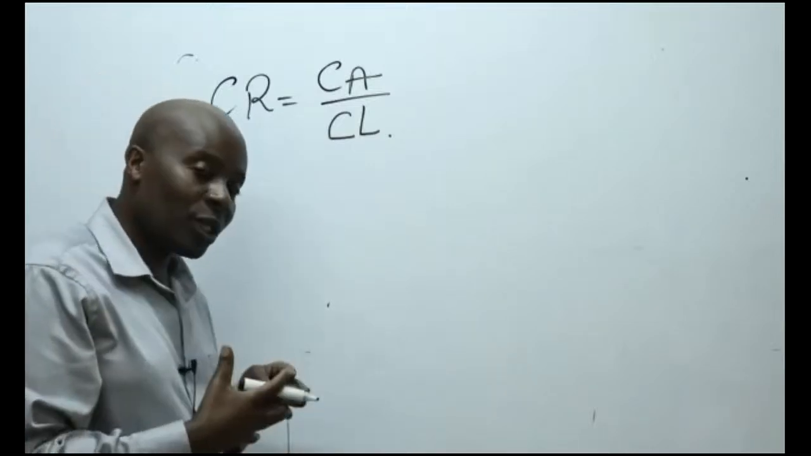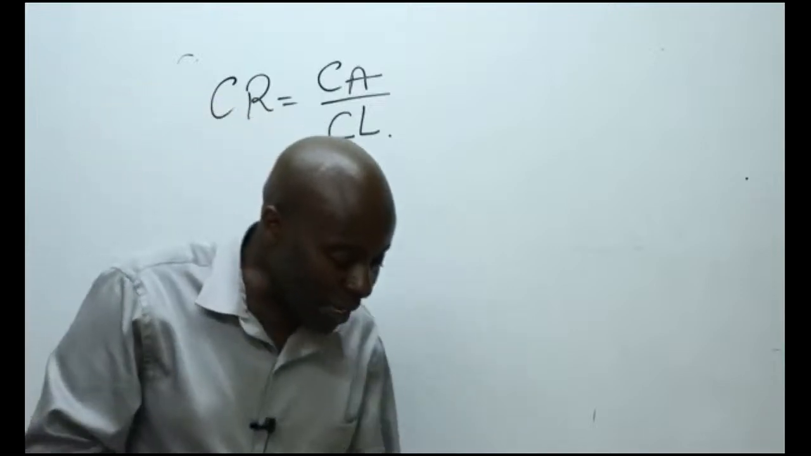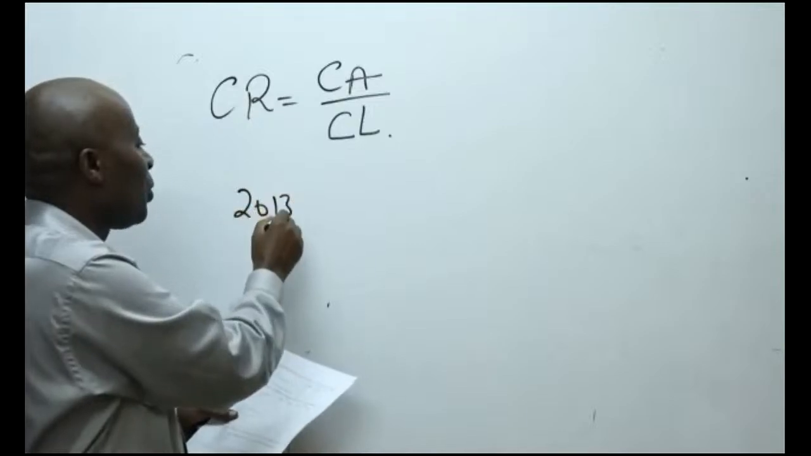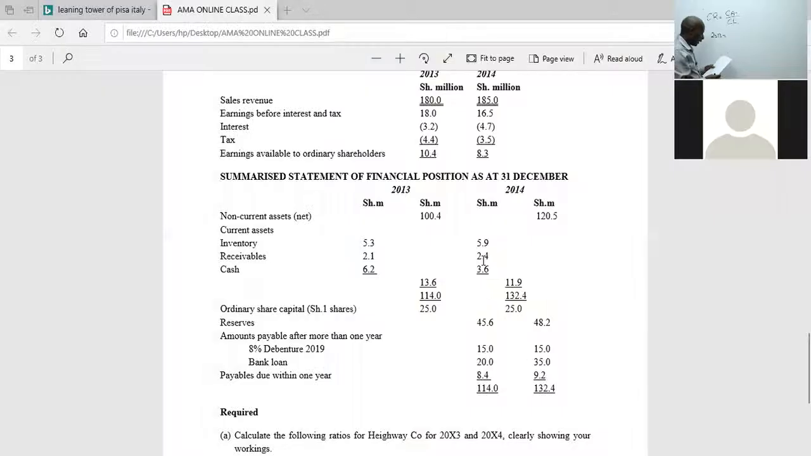So please go to the statement of financial position and try reading those figures for us. Like a good student, in the year 2013 you ought to have seen that the current assets, which are inventory, receivables, and cash, come to 13.6. All over current liabilities. Current liabilities, what do we have? Payables due within 1 year, 8.4. Thank you very much.